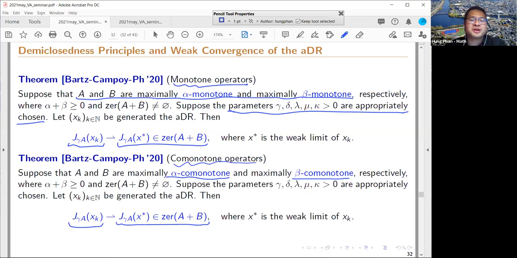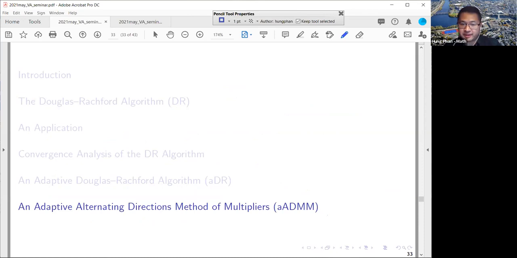The co-monotone operators also play a role when we later work on a different project on the ADMM. So let me continue with the adaptive ADMM.